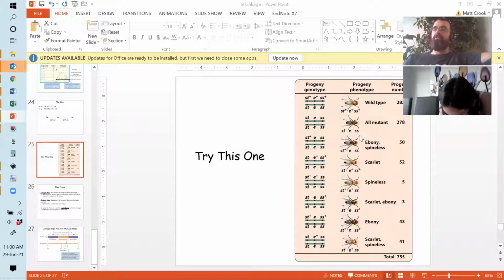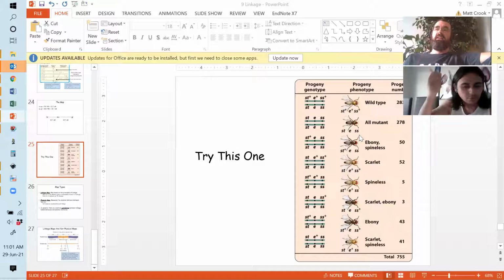What can you not assume when I give you a 3-point cross problem to work through? It's not that I'm lying, you just can't make this assumption. Right, that the gene order is correct. That is something that you have to work out for yourself. So how do you work out the gene order? What's going to tell you what order the genes are in?